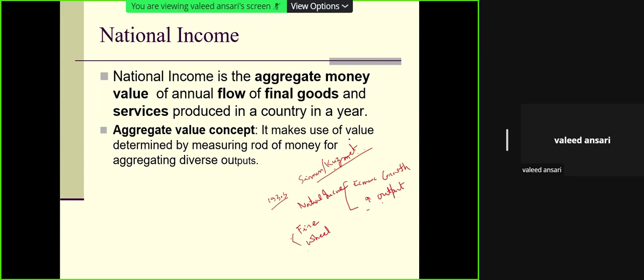So what I am going to do next is to take up a definition of national income and explain to you what is included and what is not included in national income. National income is defined as the aggregate money value of the annual flow of final goods and services produced in a country in a year.